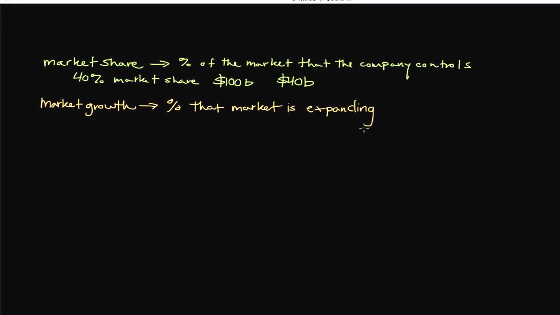The size of that pie isn't growing, so companies have to fight over their piece of it. Now with market growth, if it's increasing significantly, then the size of that pie is changing. And so competition is less fierce, because everybody can stake their own claim a little bit, since the market is still growing at a significant rate. And so those are the two variables.